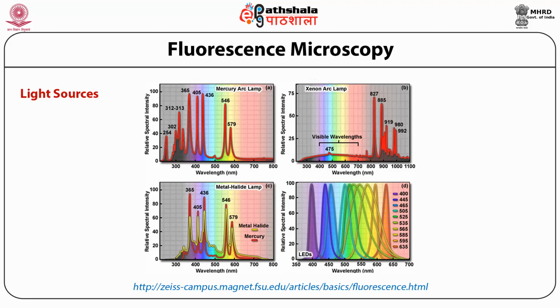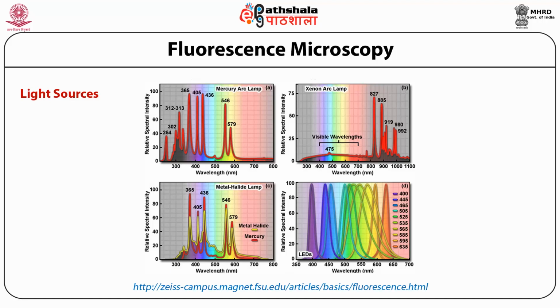As mentioned in the previous module as well, the light source is different. There are different light sources available for illuminating the sample, and for fluorescent microscopy there is a range of these lamps, whether mercury lamps, xenon lamps, metal halide lamps, or now the LED light source, which produce white light with a range of wavelengths with different intensity.